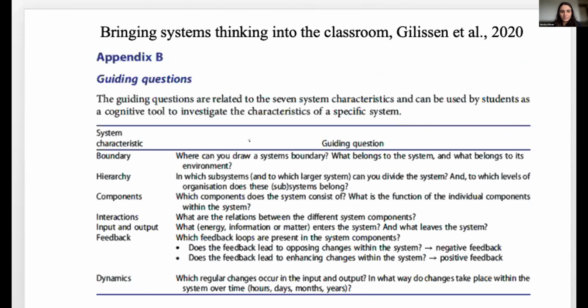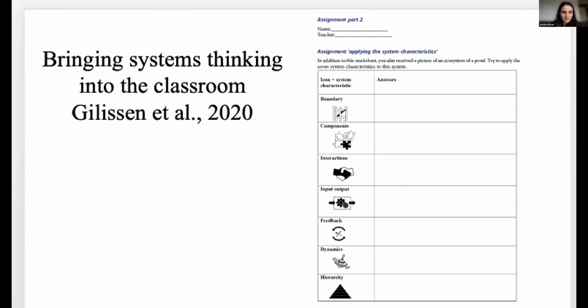And she also provided some really great questions to consider when you're asking students to be thinking about these different types of system characteristics. And yes, I will get that Yale article link for you. Let me see if I have it. I don't have it on the slide, but I will get that for you.